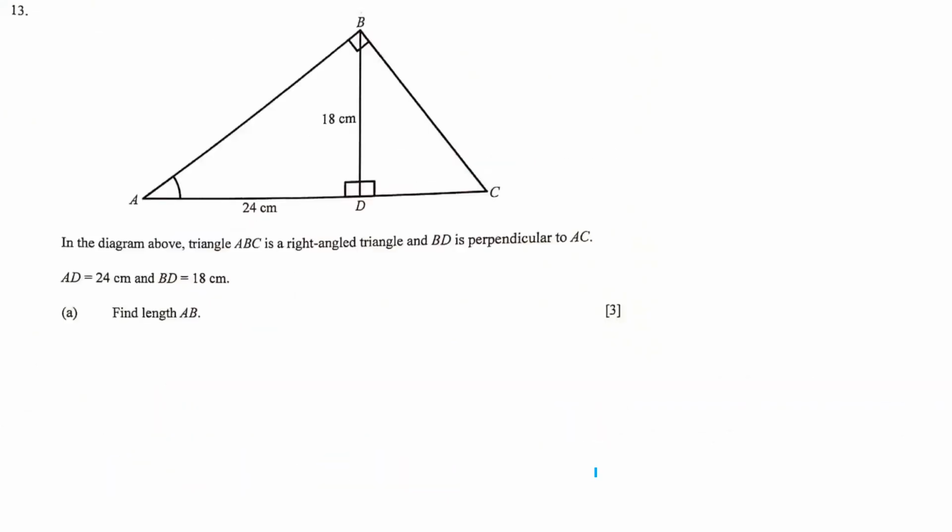Let's move on to the next question. Here we have a trigonometry question. It says find the length AB. So where's the length AB? Well, the length AB is going to be this particular length. That's the length AB, right?